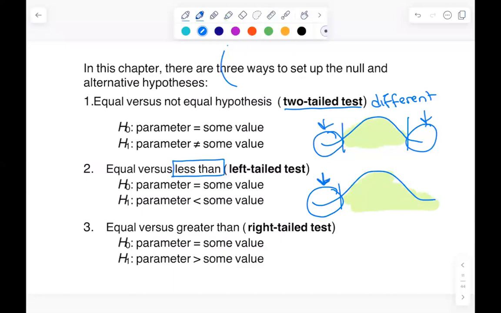Right tail is greater than. Once again, I'll draw a nice picture. All of this area would be okay, and this is the area that we are checking to see if our sample lands up there. So we have the two-tailed test, the left-tailed test, and the right-tailed test. All my lovely little normal curves.